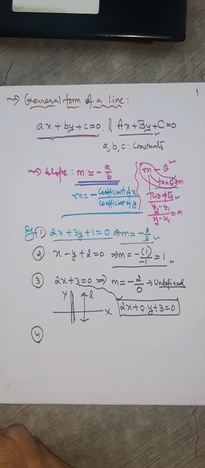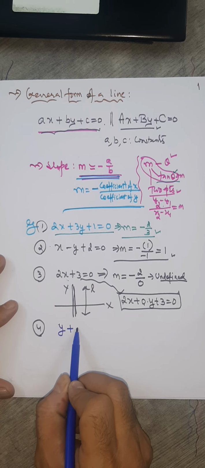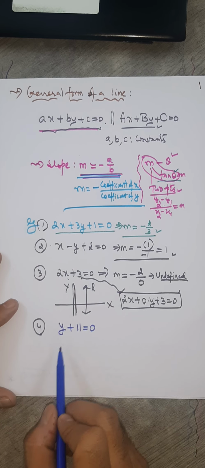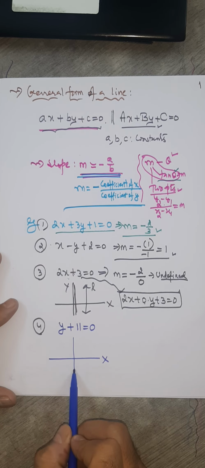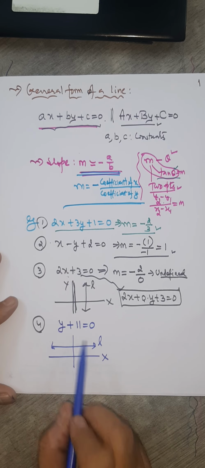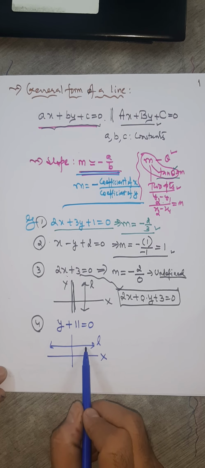One more. Suppose I write a line like this: y plus 11 equals to 0. Which variable is absent? x. So it must be parallel to which axis? The x-axis. This is a line passing through minus 11. This is just a rough diagram. So it's a horizontal line, and the slope has to be 0 here.